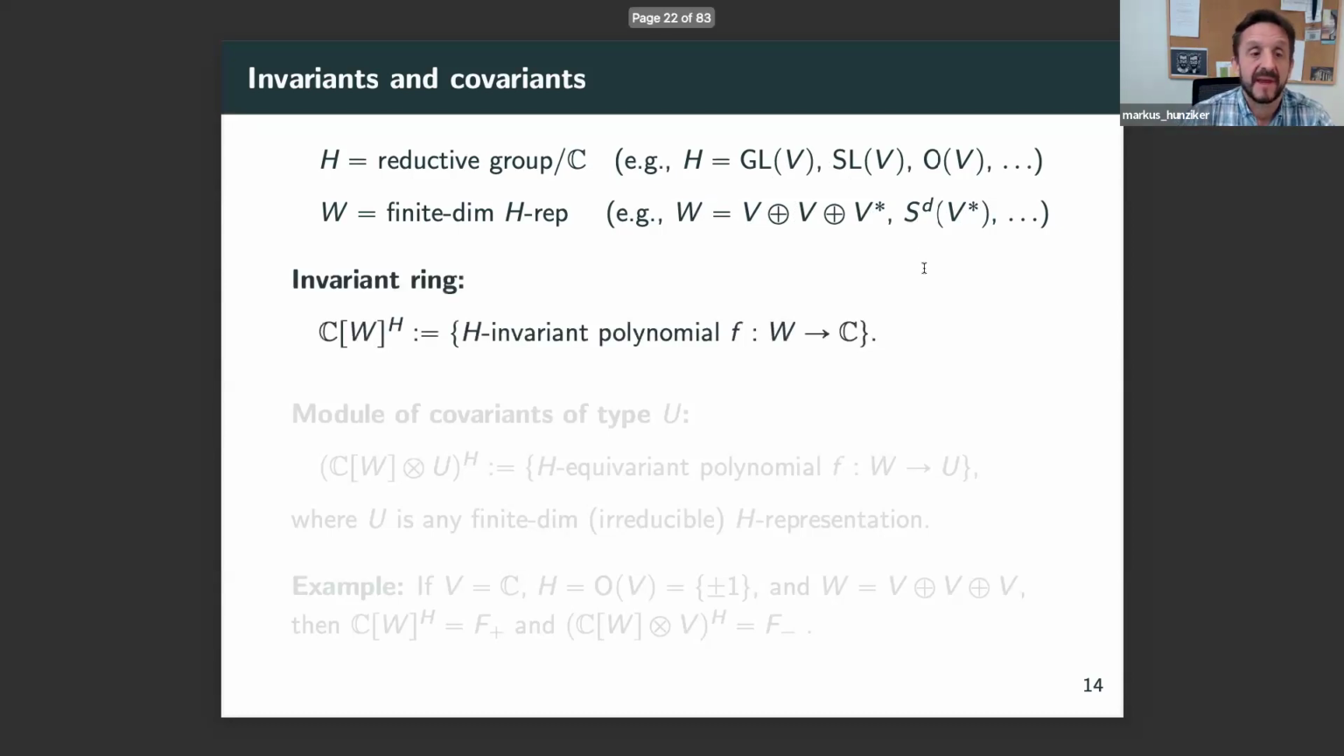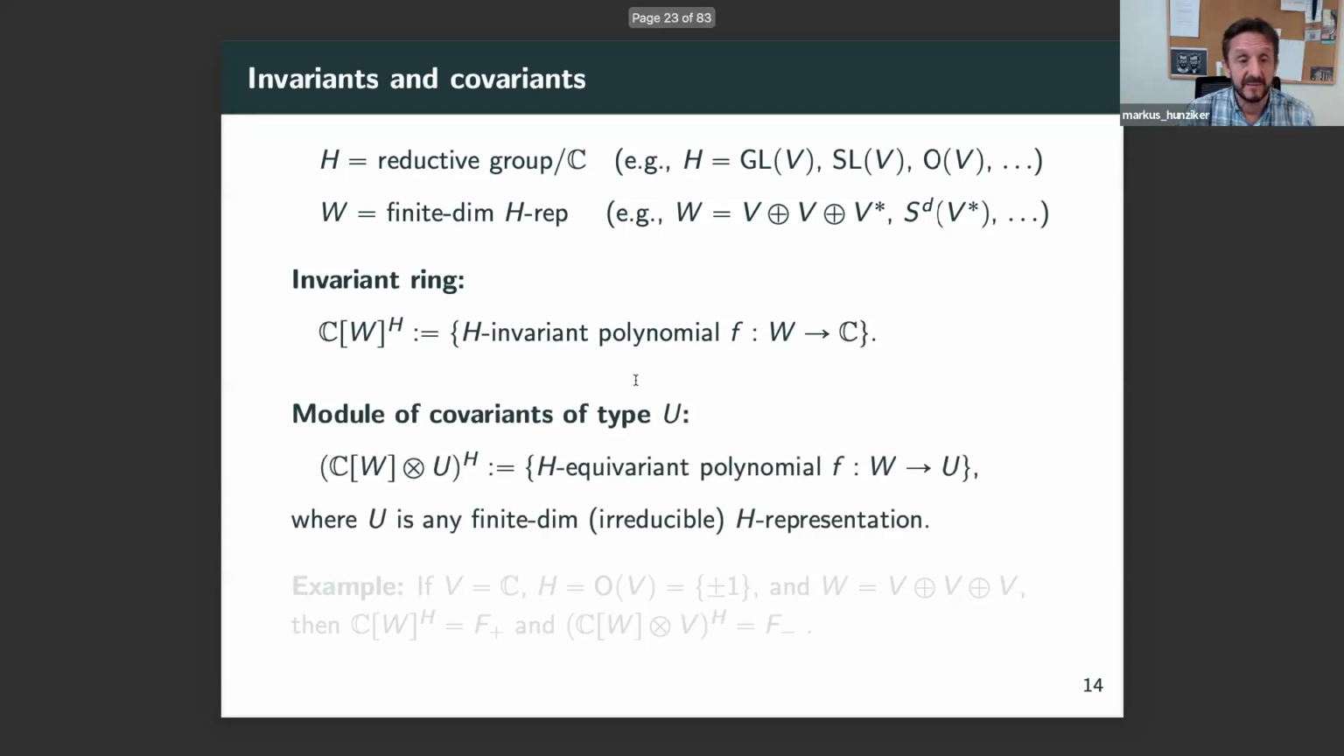Then you introduce this notation here, C[W]^H. This is the ring of invariant polynomial functions on W. So that's a C-algebra. Something else that classically people have looked at, and this is modern terminology but about some very classical things, is the module of covariants of a given type.